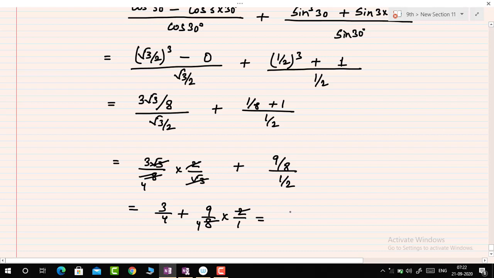So on adding, we get 9 plus 3, 12 upon 4, which is equal to 3. So we proved that this evaluation results in 3. So now let's come to exercise 23C.